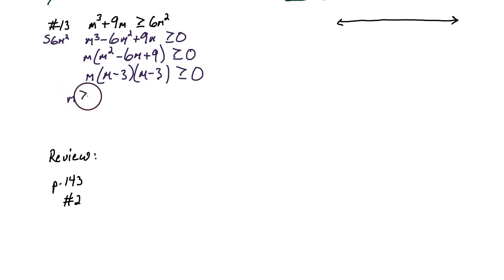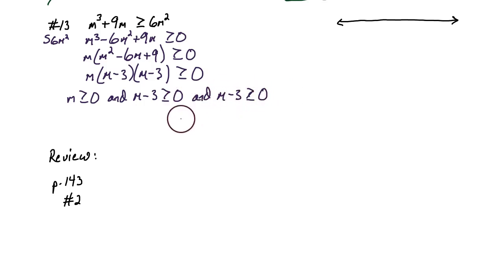The m is greater than or equal to 0, and the m minus 3 is greater than or equal to 0, and the other m minus 3 is greater than or equal to 0. I guess there's really not a need to write that same thing down twice. You're going to get the same result for m when you solve them. Let's add 3 to both sides. We get m is greater than or equal to 3. And as we said, we just find out again m is greater than or equal to 3.